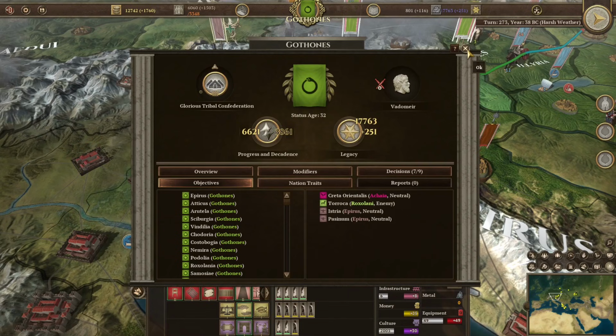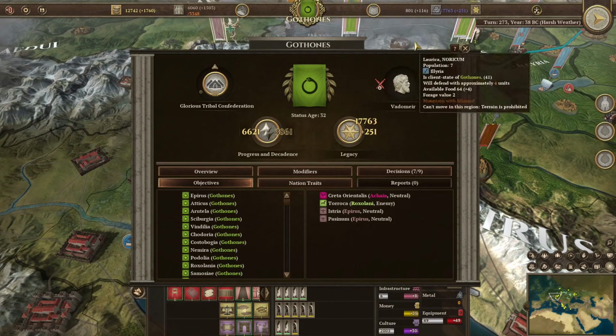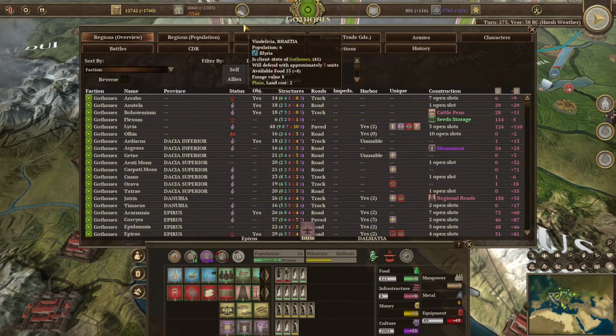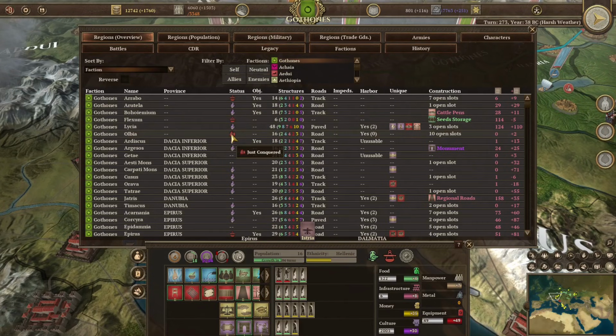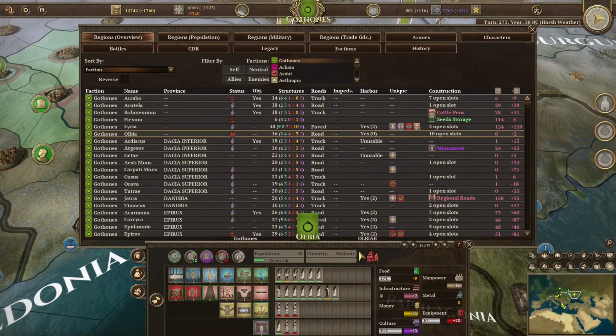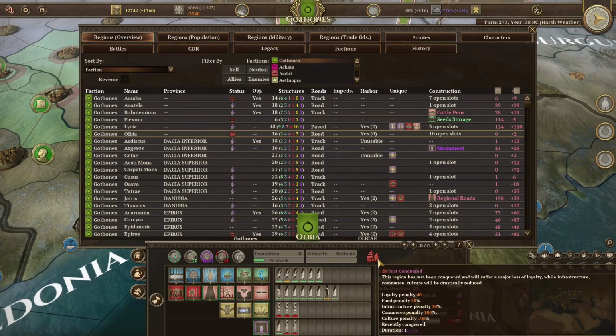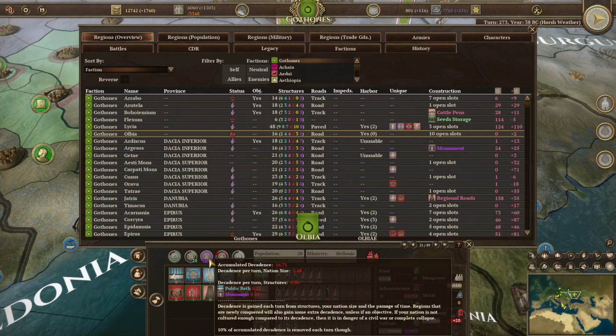Regarding objectives, there is one important element. If I go to regions, if you have just conquered regions like here or under pacification, the new region will get an increased amount of decadence. So let's go there, and you can see there is no direct percentage that increases decadence, but you inherit a big accumulated decadence. Maybe I can show you it better on a different save.